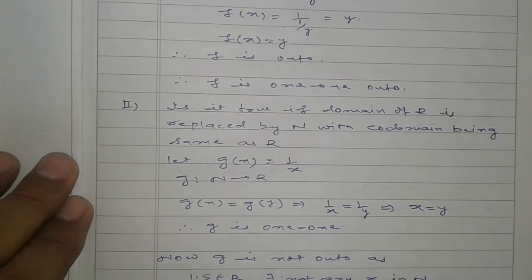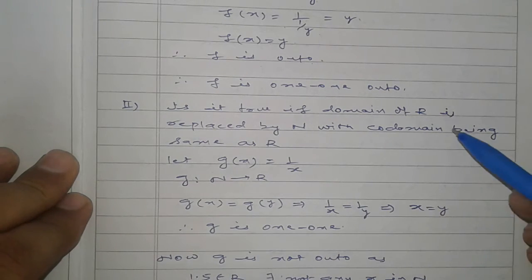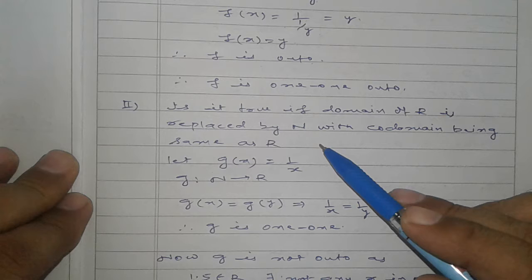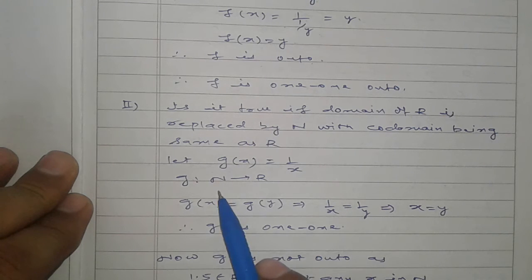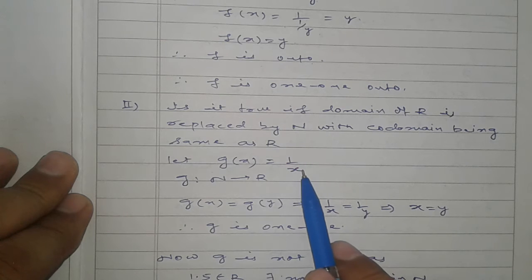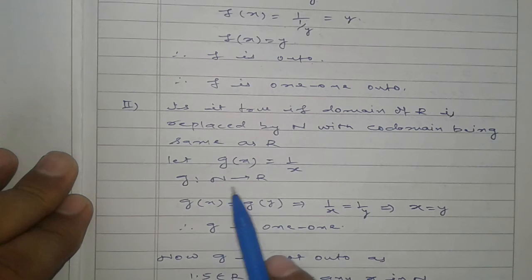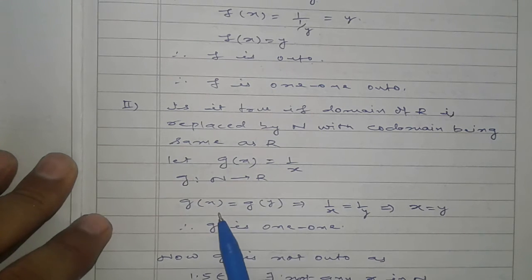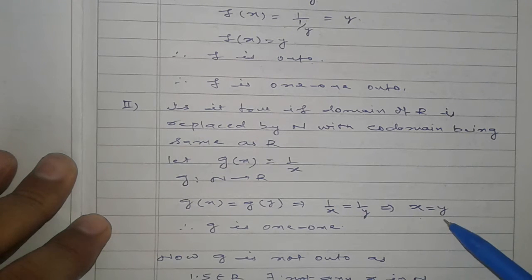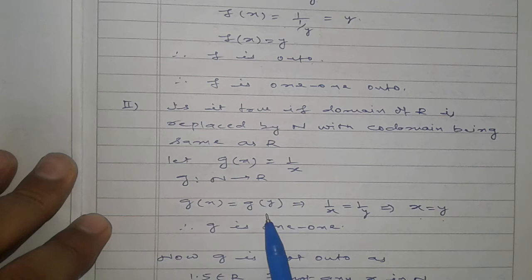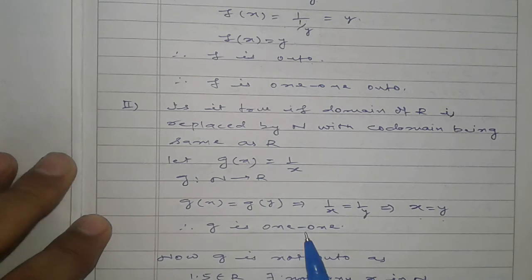Second part: is it true if the domain R is replaced by N? Suppose the function becomes g, and g of x is 1 upon x, where g is from N to R. Now g(x) is equal to g(y). If we calculate, 1 upon x is equal to 1 upon y, so x is equal to y. So g(x) equals g(y) and x equals y implies g is 1-1.